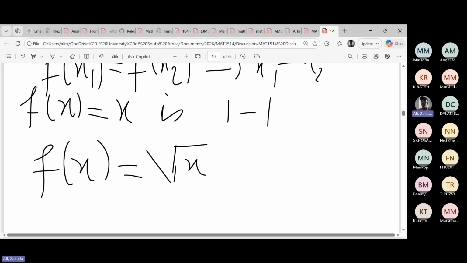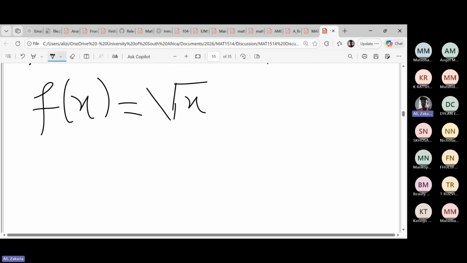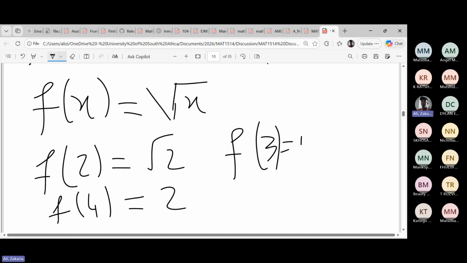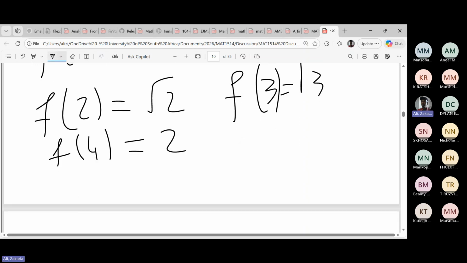Now I'm going to start by saying, let's say f of 2 is the square root of 2. F of 4 is the square root of 4, which is 2. F of 3 is the square root of 3. Now I'm going to take f of 9, which is 3.